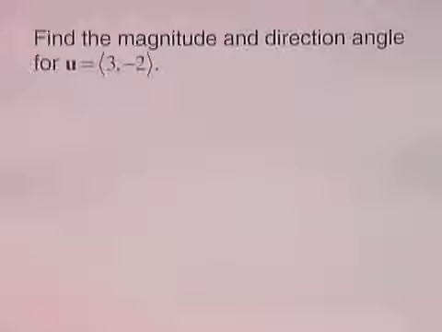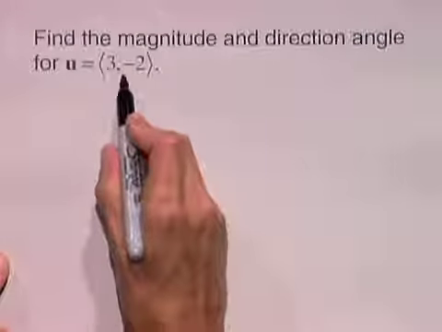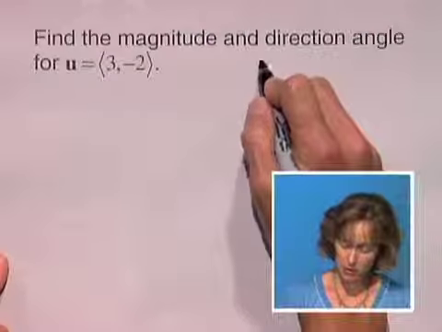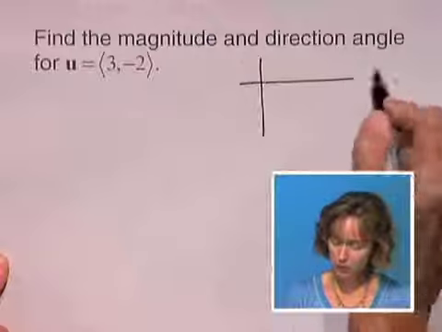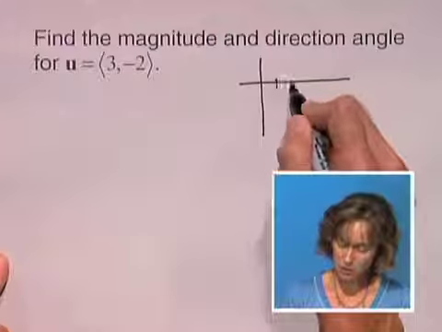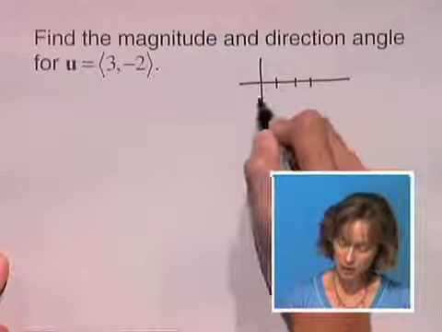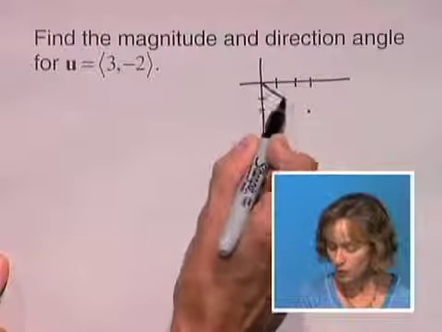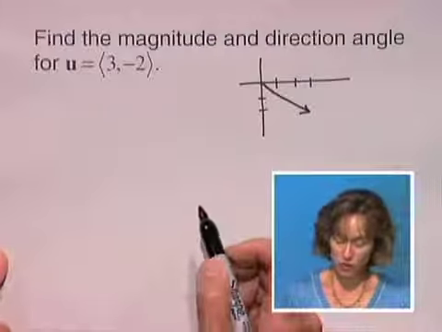Let's work with vectors. We want to find the magnitude and direction angle for the vector with components 3, -2. A good way to start a problem like this is to go ahead and sketch the vector. In an xy coordinate system, it extends 3 in the x direction, -2 in the y direction. So there's the terminal point of the vector, and there's the vector u.